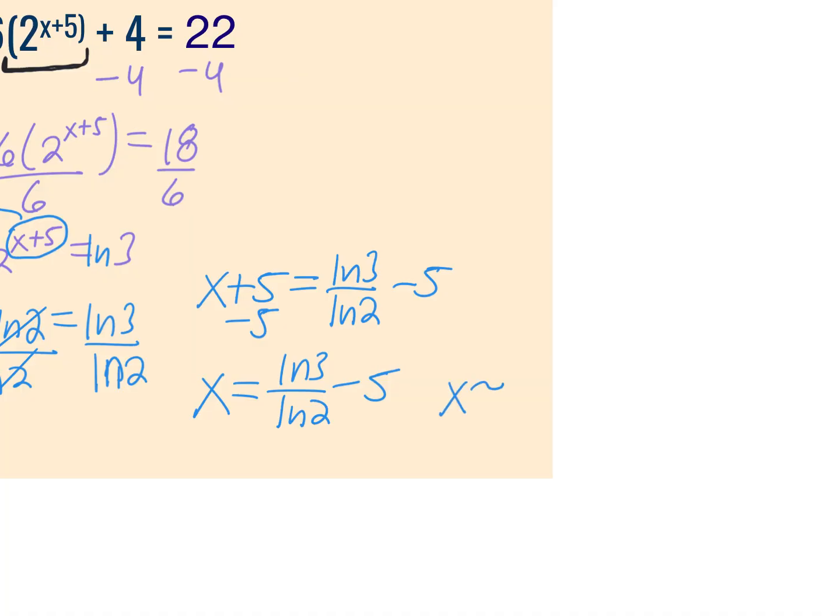But again, just so that everyone's on the same page, we should plug this into the calculator and get a decimal approximation, right? And then when you plug this into the calculator, you should get x is approximately negative 3.415.